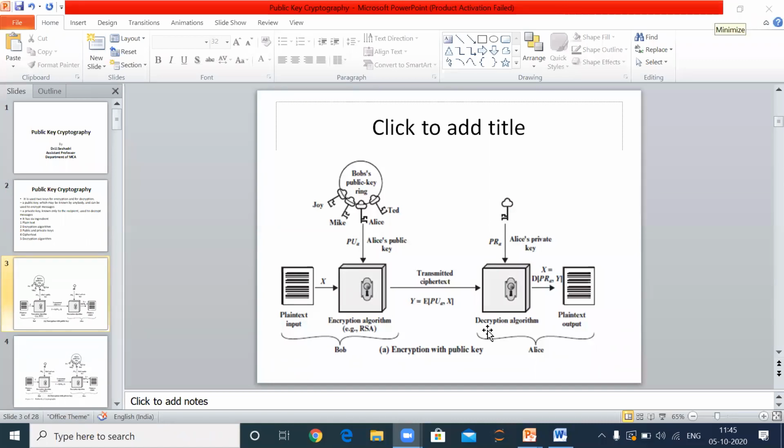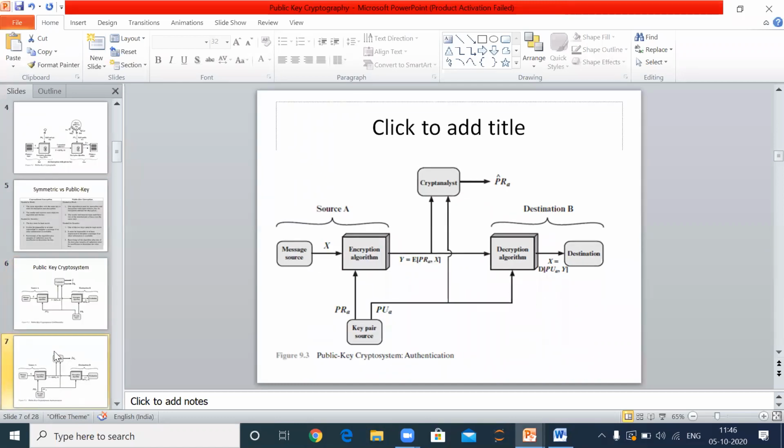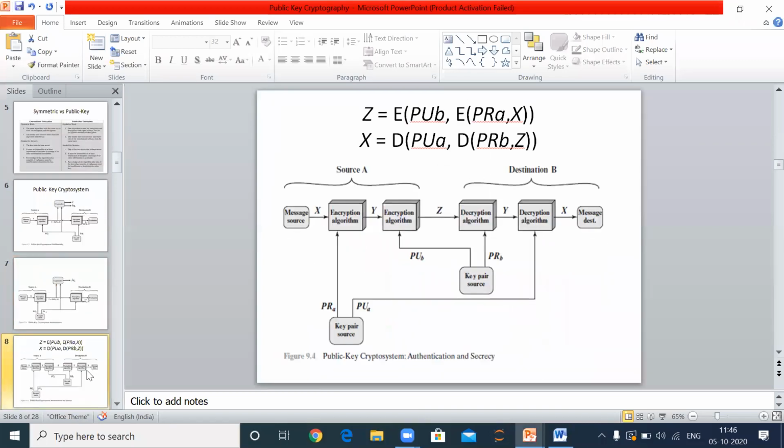So today, what we discussed is the key management system. In the previous class, we discussed public key cryptography: how confidentiality should be provided, how authentication should be provided, and also how both confidentiality and authentication should be provided.